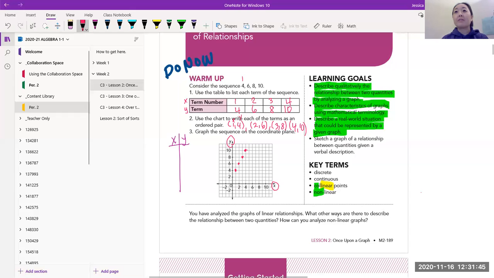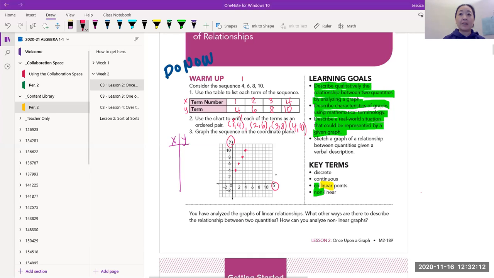So there's that, and this is our learning targets for today. So we're going to describe qualitatively the relationship between two quantities. So we're going to be looking at graphs, basically. Describe characteristics of graphs using mathematical terminology, and describe a real world situation that could be represented by a given graph. All right. And there were some words that we were talking about, the collinear and the nonlinear.